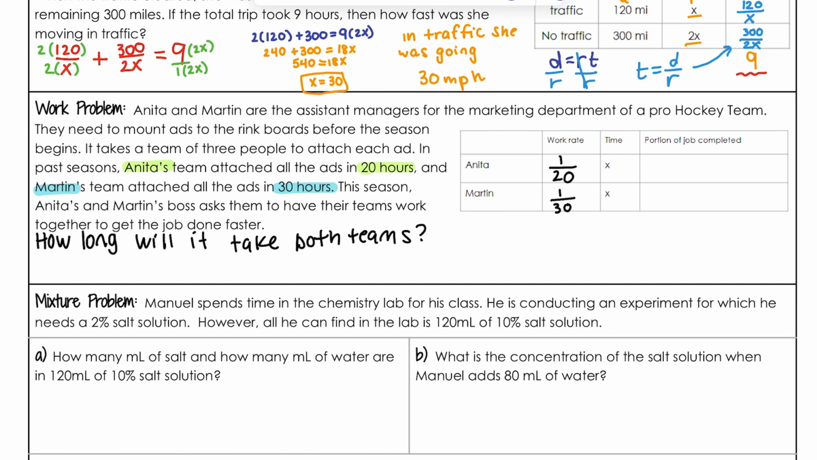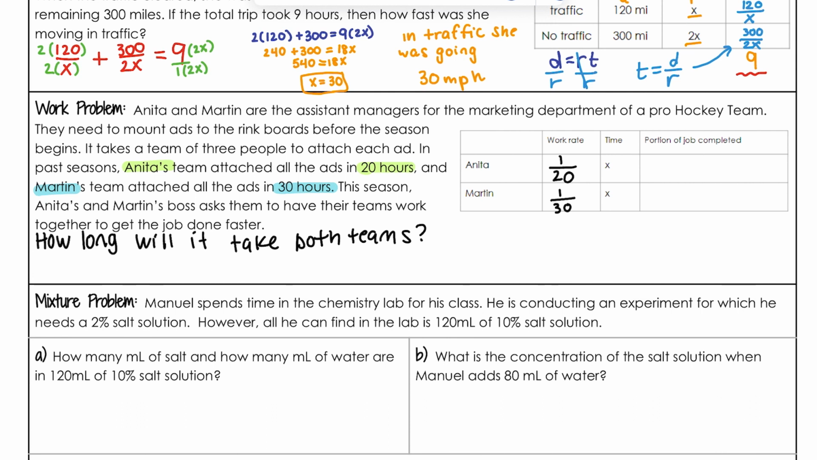Now we want to figure out the portion of job that was completed by each of them when we put them together. So the reason that time is X in this scenario, where you might have thought it was 20 and 30, is because now we're talking about them together as a team. How much time did they spend? And we don't know how much time they spent when they actually worked together. And that's what we need to solve for.